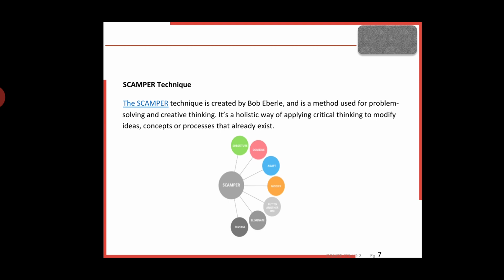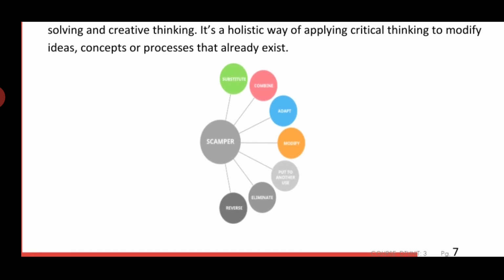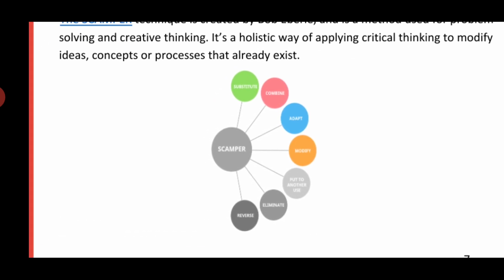What does the name scamper say exactly? If you look at this diagram, S in the sense substitute, C in the sense combine, A in the sense adapt, M in the sense modify, P in the sense put to another use, and finally, the last two letters, E in the sense eliminate, and R in the sense reverse.